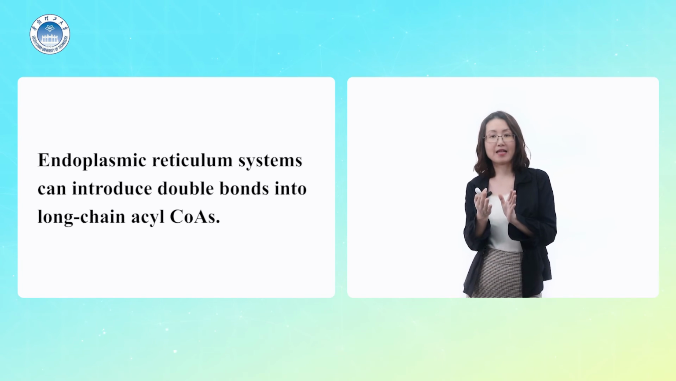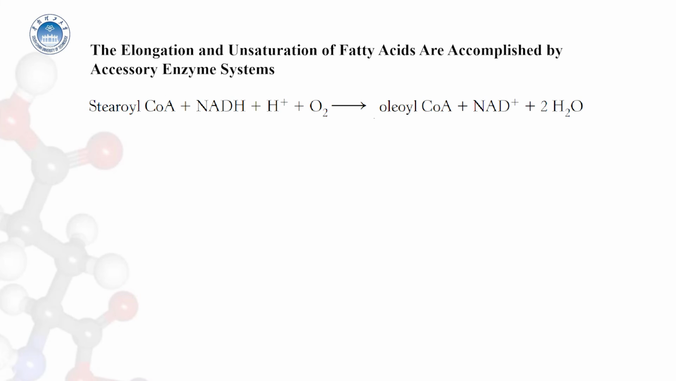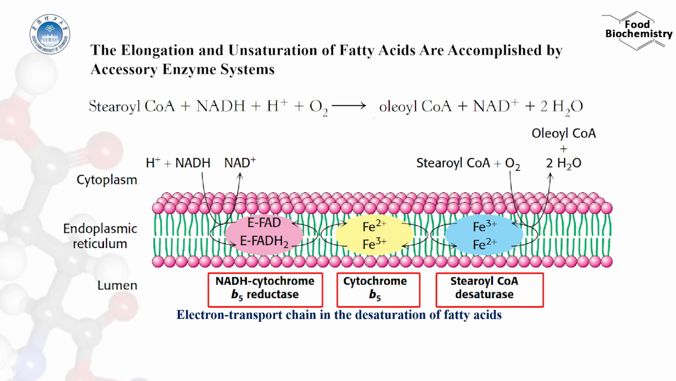The endoplasmic reticulum system can introduce double bonds into long-chain acyl-CoAs. For example, in the conversion of stearoyl-CoA into oleoyl-CoA, a cis double bond is inserted by an oxidase that employs molecular oxygen and NADH or NADPH. The reaction is catalyzed by a complex of 3 membrane-bound proteins: NADH-cytochrome b5 reductase, cytochrome b5, and stearoyl-CoA desaturase.